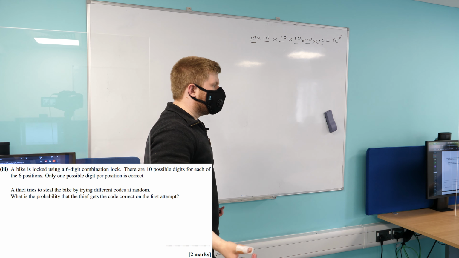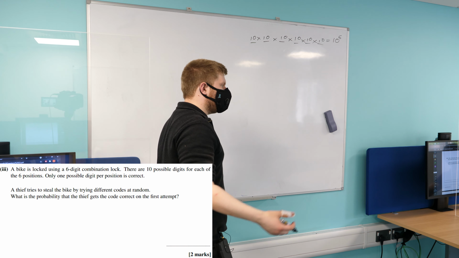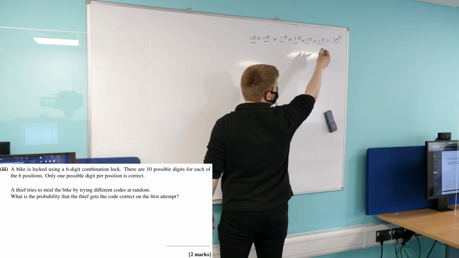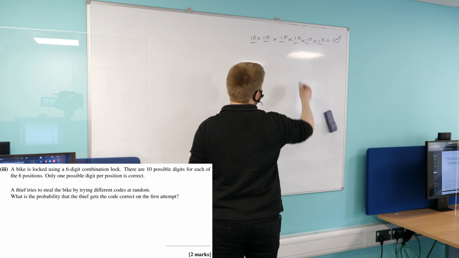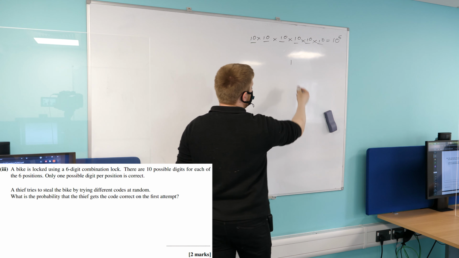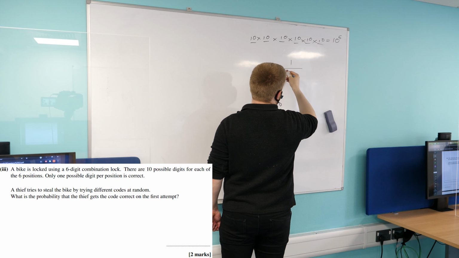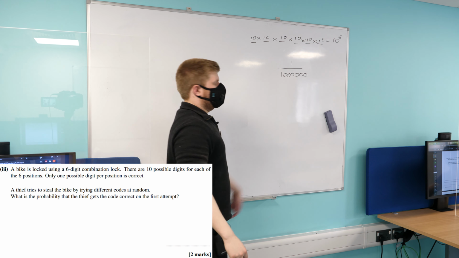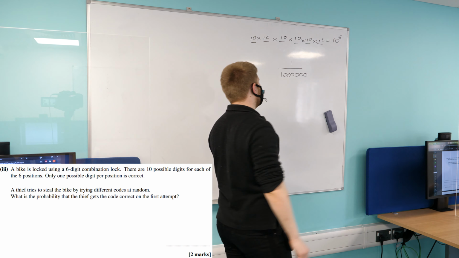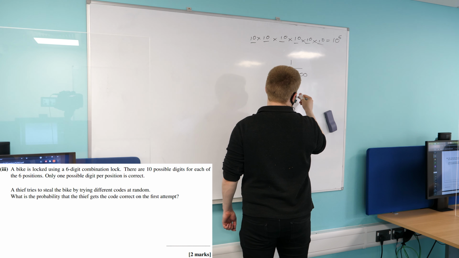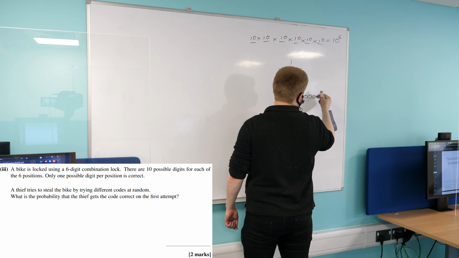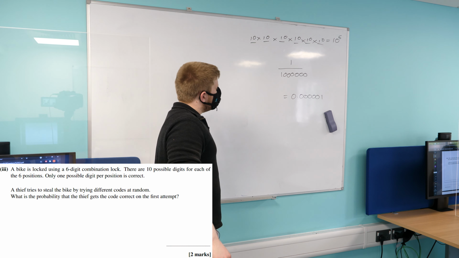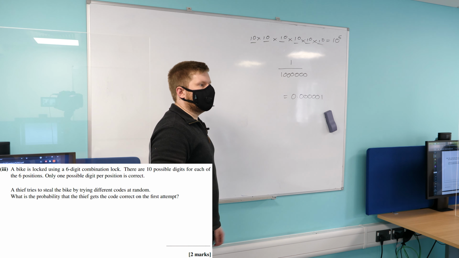Okay, so what am I going to do with that number? How am I going to work out the probability that the thief gets the code correct on that first attempt? Good. That's the total number of codes that he's got to try, okay? And you're basically saying the first code has got to be correct. So that's 1 out of a million. Right? And you can convert that to a decimal if you want. It's not that hard. It'd be 0.000001, right? I think. Yeah, so that's the probability, right?